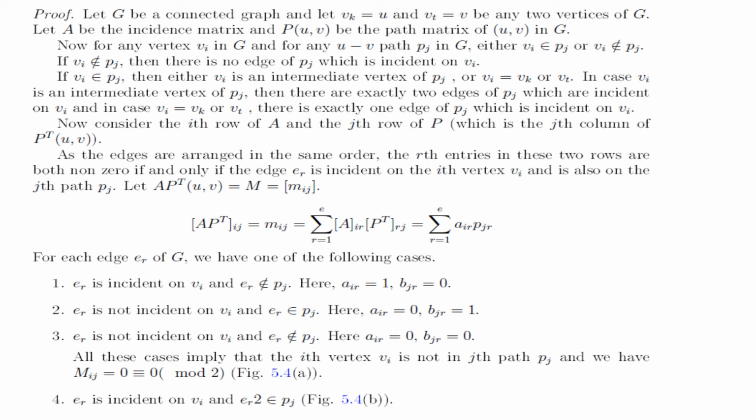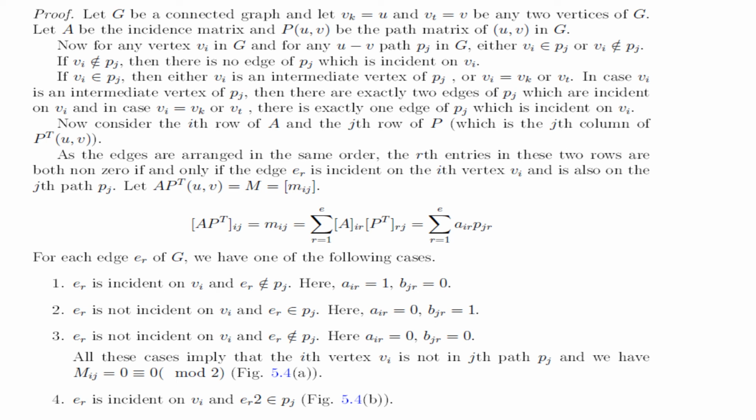Second one, Er is not incident on Vi and Er belongs to Pj, here Air is equal to 0, Pjr is equal to 1. Third one is Er is not incident on Vi and Er doesn't belong to Pj. Here Air is equal to 0 and Pjr is equal to 0. All these cases imply that the ith vertex Vi is not in the jth path Pj and we have Mij equal to 0, which is congruent to 0 mod 2.